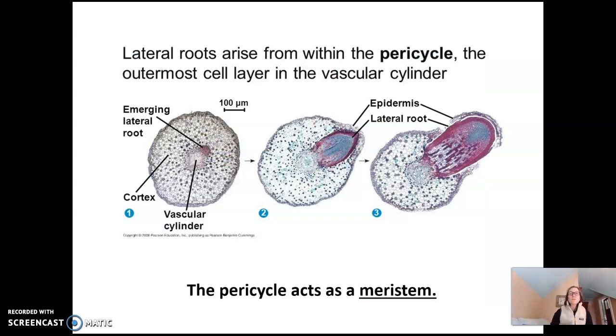Lateral roots arise from within the pericycle. So that's its main function. The pericycle acts as a meristem, meaning that it reproduces and goes through a lot of cell division for growth, and that's where we have the growth of these emerging roots from the pericycle. It's the outermost layer in the vascular cylinder just under the endodermis.